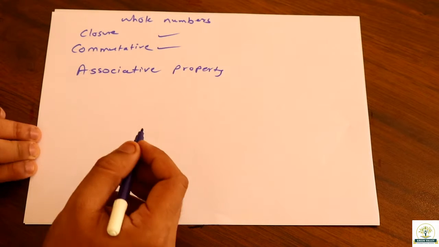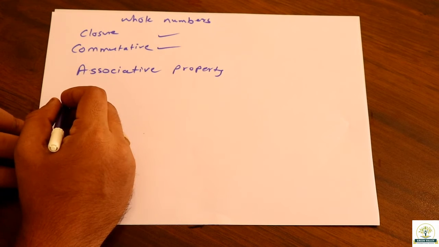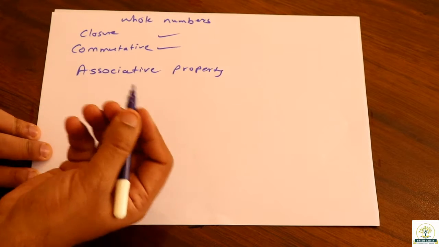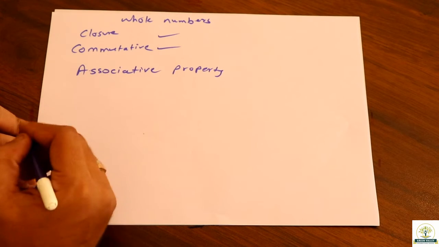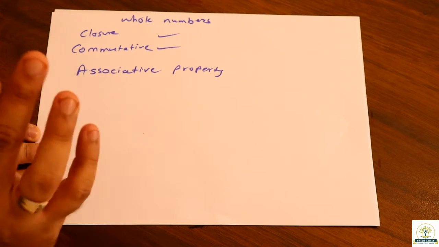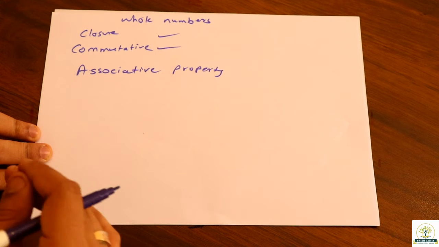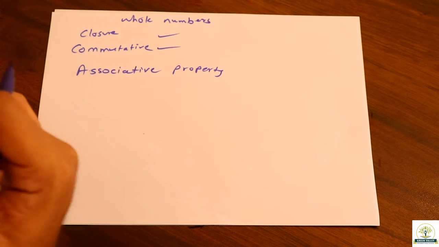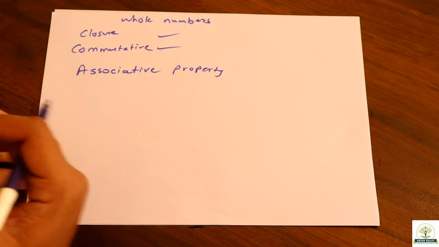Now coming back to the associative property. Associative property means if there are 3 or more than 3 numbers, you can group the numbers in any order and the answer of the arithmetic operation will be the same.